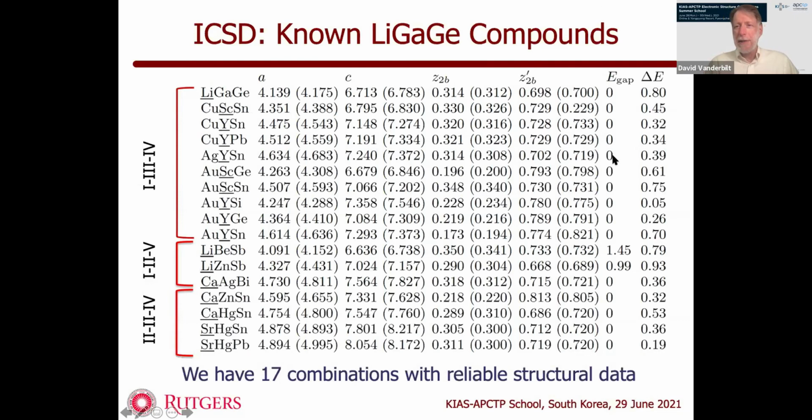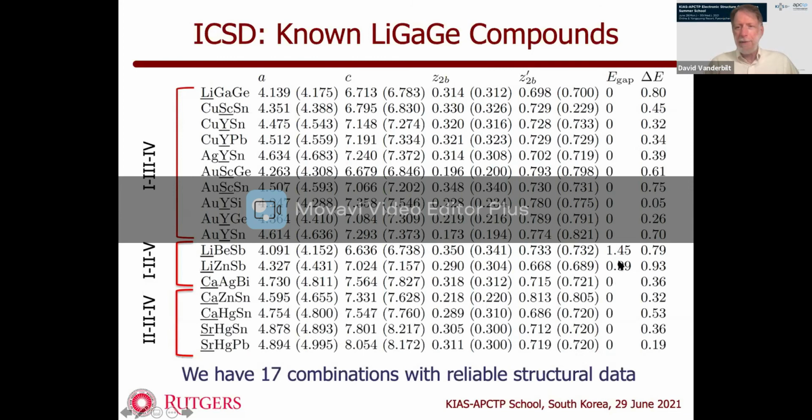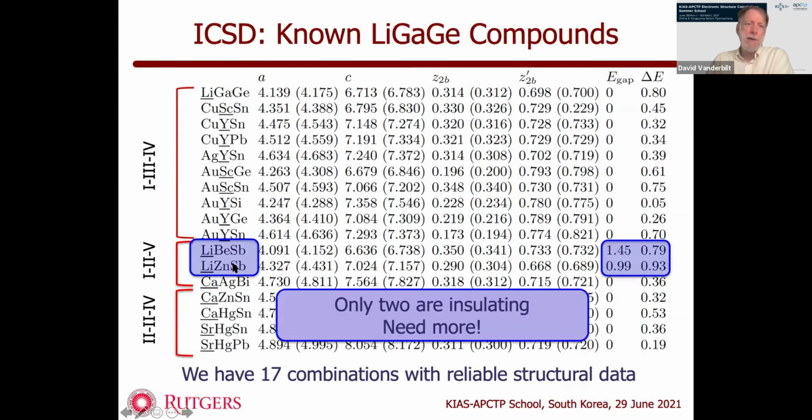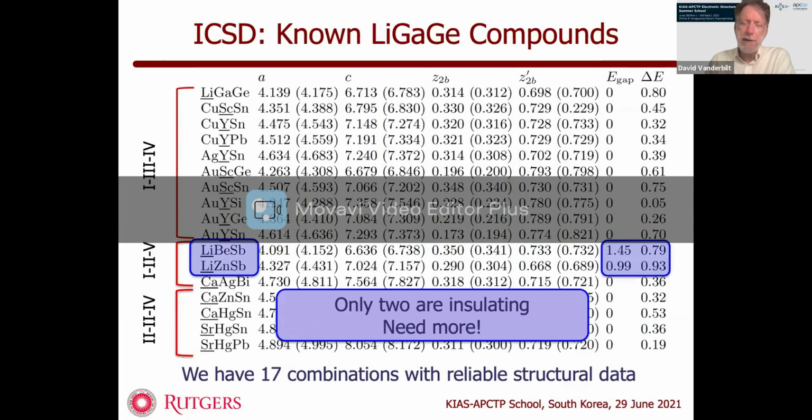This column is the band gap. Most of these are metals and only a couple of them were insulators. And the last column, I think, is the barrier height. Delta E is the barrier height that you have to overcome to go from one structure to another. So there are these two materials here, the lithium beryllium and the lithium zinc antimonide, which are potential ferroelectrics. But we wanted to see if we could find more.